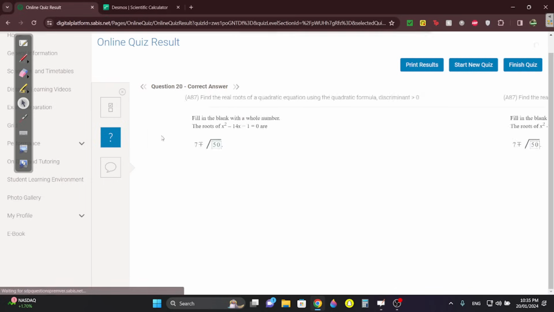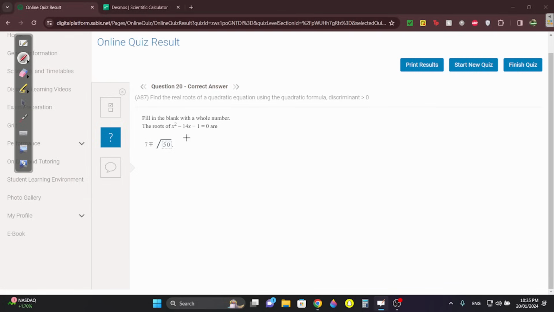Question 20. Again, that's not a discriminant. I don't think it's a discriminant. B squared minus 4ac. Wait. Yeah, this is the way I did this and I solved it. They want the roots. Okay, so let's find the roots. You have to use the whole quadratic formula, minus b plus minus, since they're asking for the roots, over 2a.